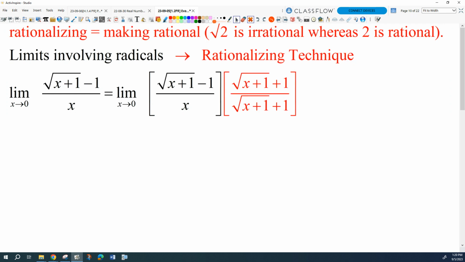So this is called a rationalizing technique. And if we multiply top and bottom, good place to stop, huh? Okay, we'll pick this up tomorrow.